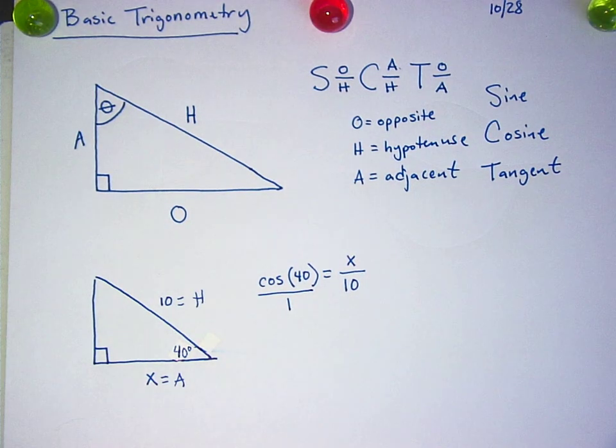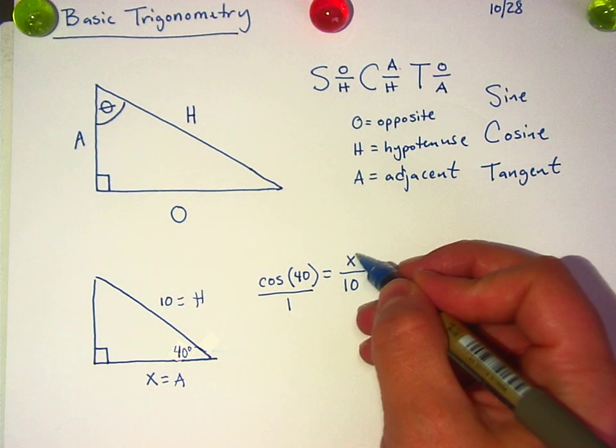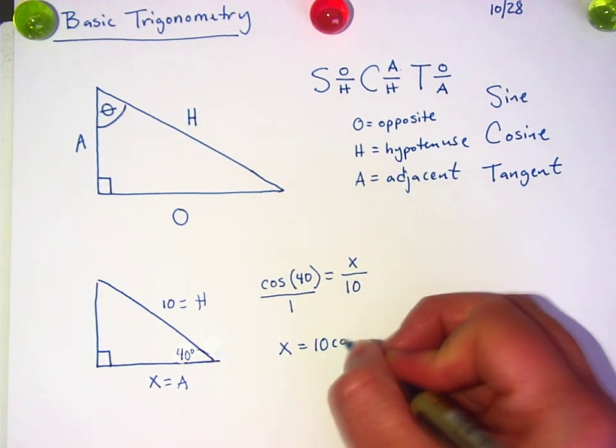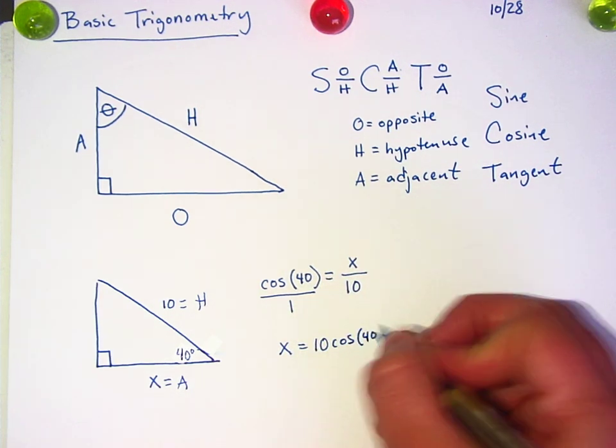All right, now the easiest way to solve these problems is to switch it into a proportion, put it over 1. You guys remember how to cross multiply? So x times 1 is x, and 10 times the cosine of 40 is the other side.